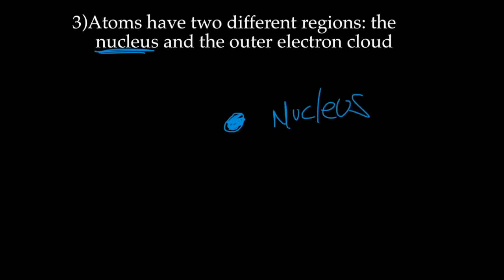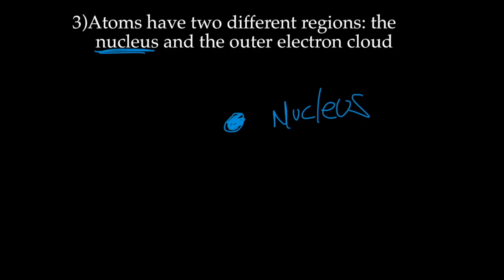Like what you learned in biology, the nucleus of an atom is in the center of the atom, like the nucleus of a cell is at the center of the cell. However, the nucleus of an atom does not, I repeat, does not contain DNA like the nucleus of a cell. In fact, atoms are so small that DNA is made up of billions of atoms. All right, so we've got the nucleus.